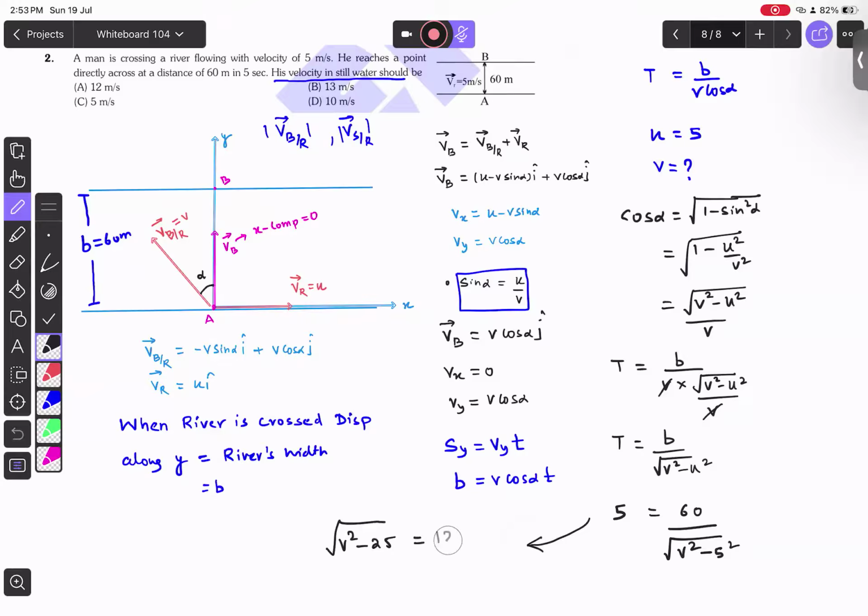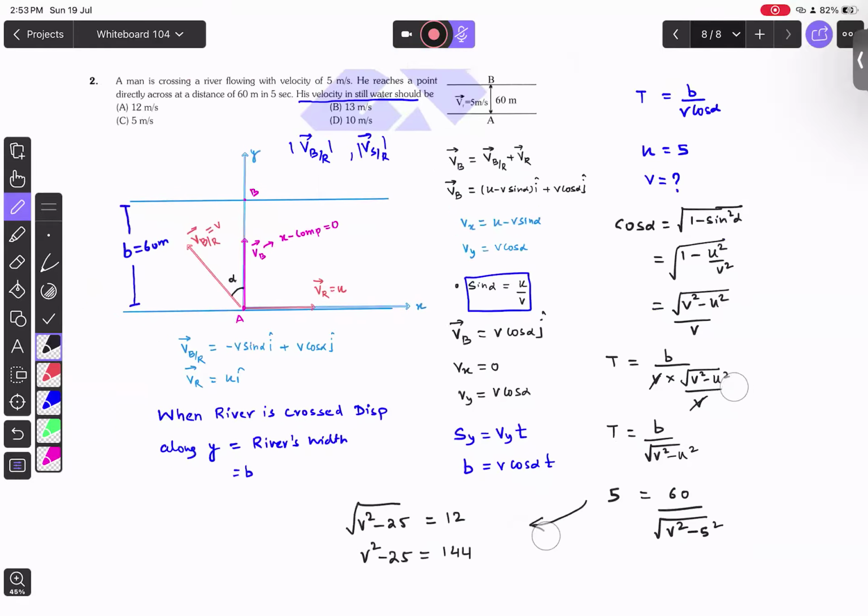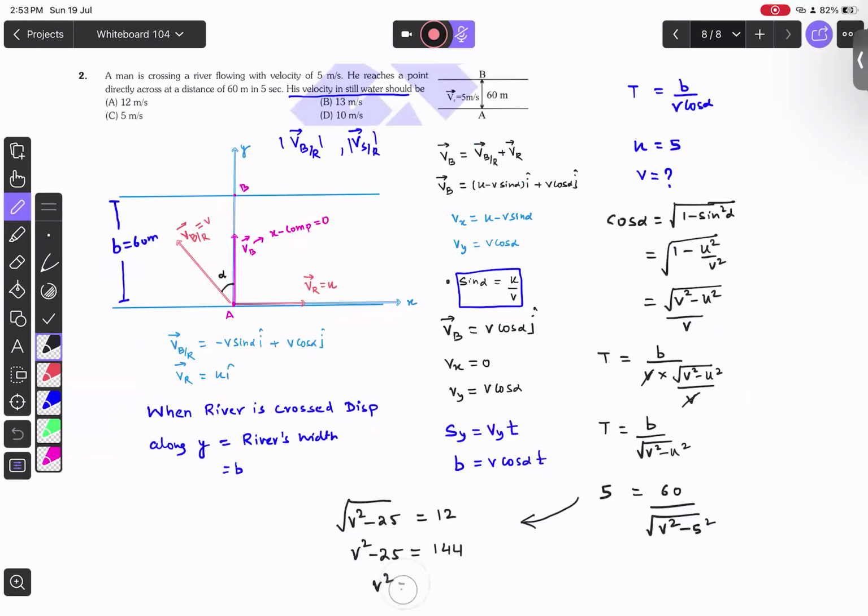That is 12, no? So V square minus 25 is equal to 144. And this is like a famous thing: V square equals 144 plus 25, that is 169. So what is V? V is equal to root over 169. And what is that? 13. Clear, no? I hope all of you understood this thing.